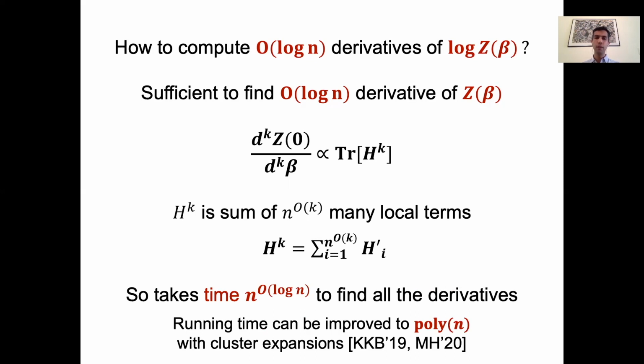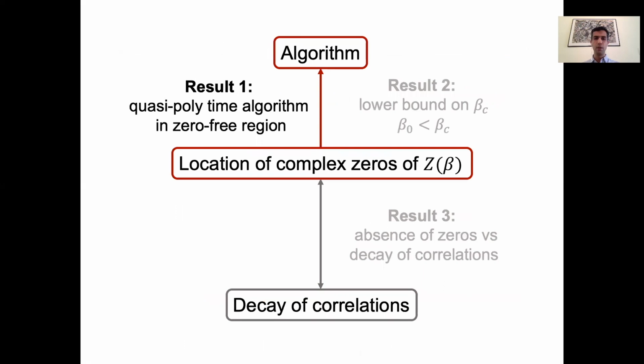Recent work after our result shows that this running time can actually be improved to polynomial time at high enough temperatures, where we can use cluster expansions. All right, so that's our first result.